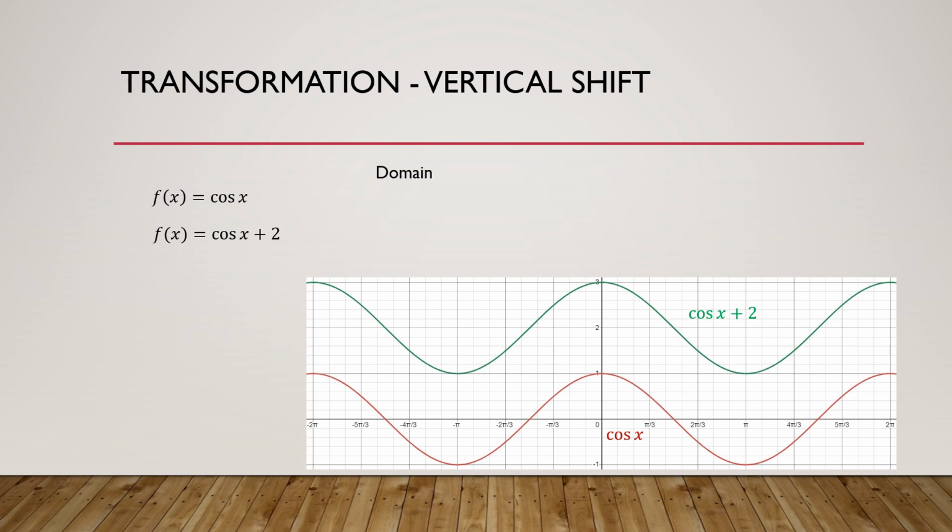Note that the domain of the function, the interval from negative infinity to positive infinity, is not affected by the transformation, but the range is. The range of the original function is the interval from -1 to +1, and the range of cosine x plus 2 is the interval from 1 to 3.